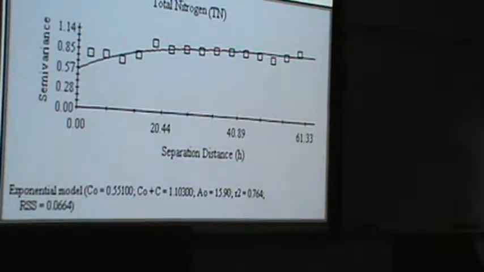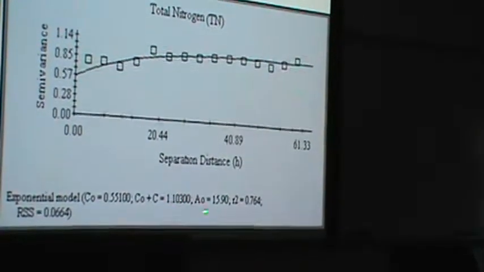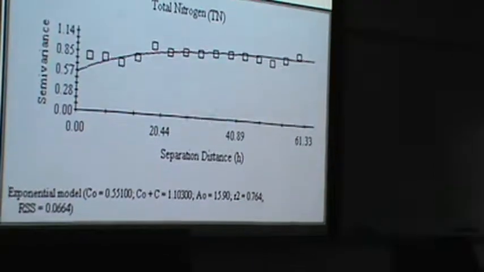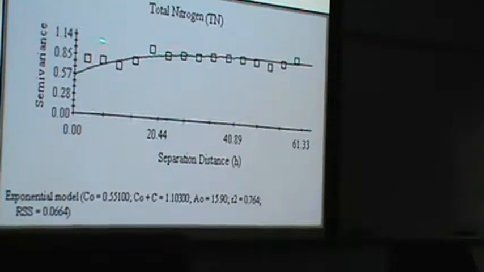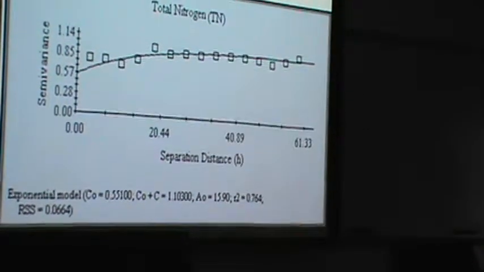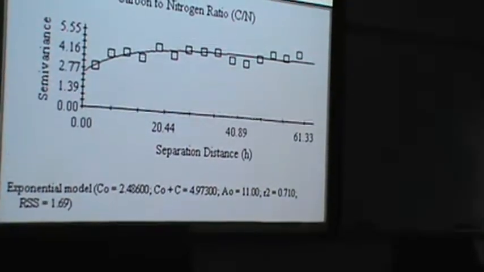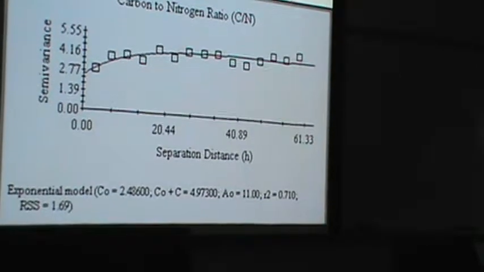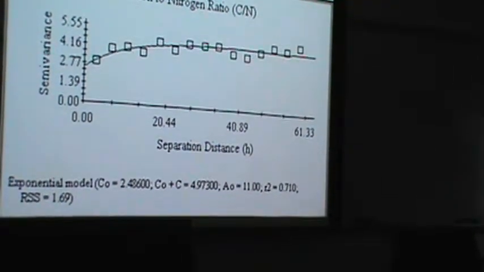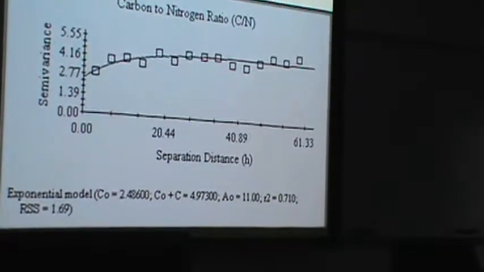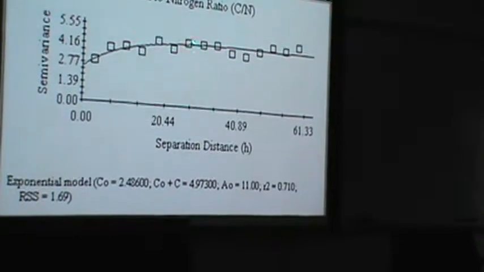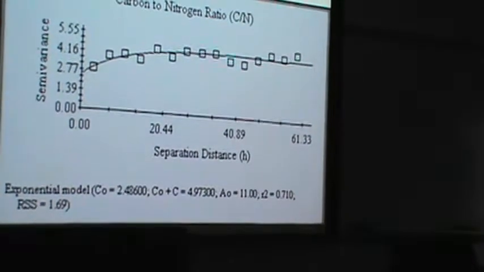As for total nitrogen, the range is 15.9, to where you will see a change. Once you reach the 15.9, you will not see a change in data. Carbon to nitrogen ratio, range 11.0, the maximum distance across the field before you will see change. Once you reach that, you won't see a change.